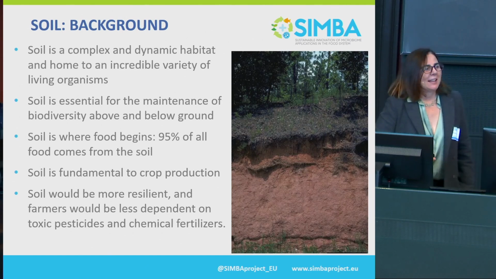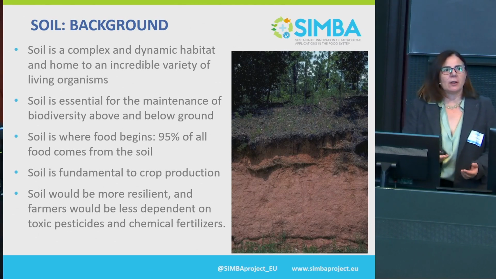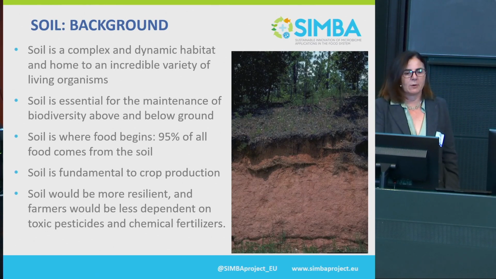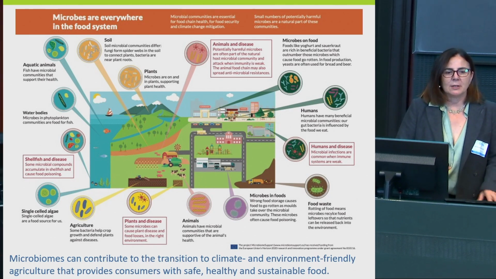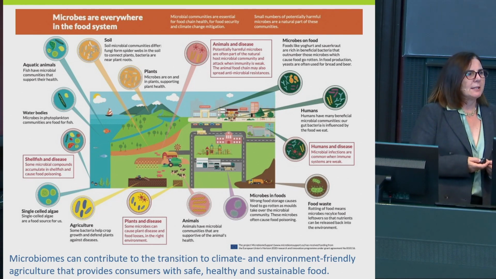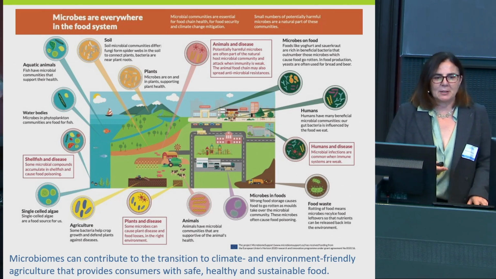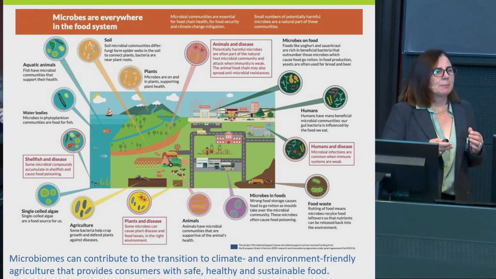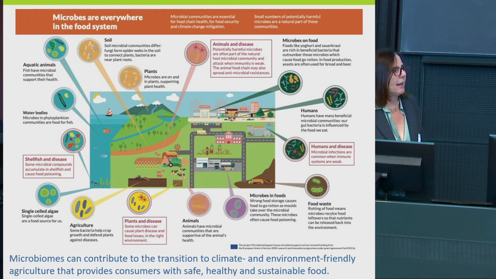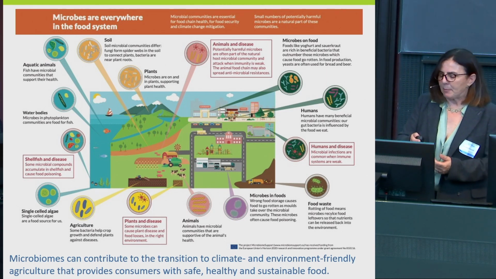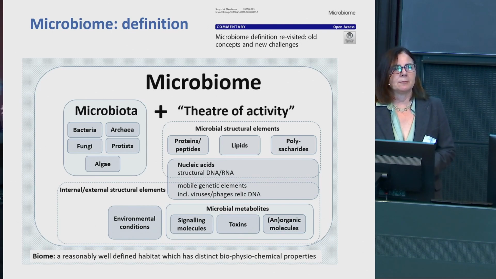And in the SIMBA project, we aim to use the biodiversity of soil to produce microbiome-based solutions for agriculture. As you can see from this graph produced by MicrobeSupport, microbes are everywhere in the food system, and in particular they are important in the soil, in plants, but also in the food. And they contribute to the transition towards climate and environmentally friendly agriculture. So in the SIMBA project, our question is how we can use this microbiome for agriculture.